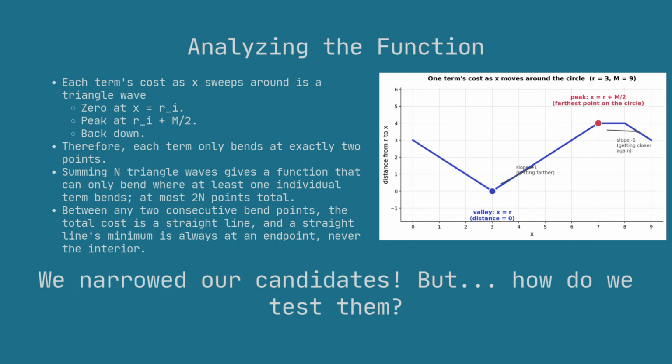Summing the n triangle waves gives a function that can only bend where at least one individual term bends, at most 2n endpoints total. And between 2 consecutive bend points, the total cost is going to be a straight line, and a straight line's minimum is always at an endpoint, never the interior. So this makes us narrow our candidates by a lot. But how do we test them?